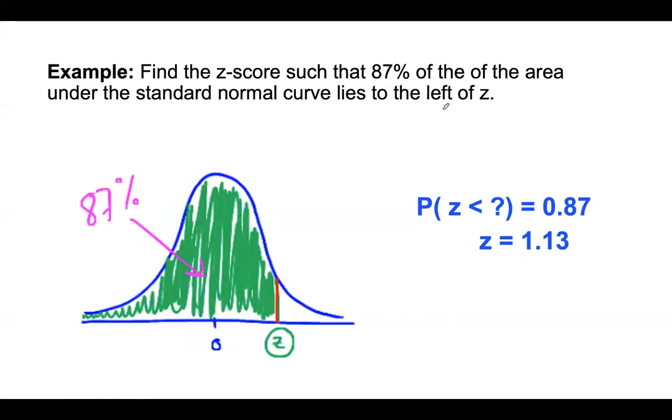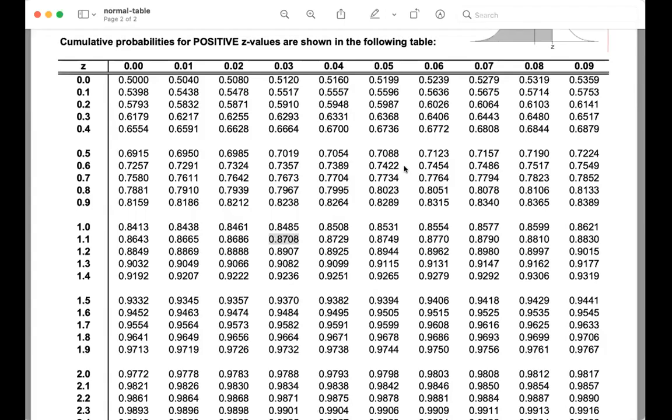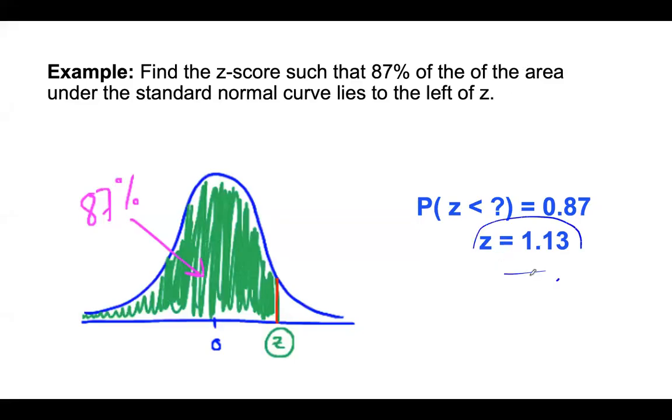It's the same idea. Find the Z-score such that 87% of the area under the standard normal curve lies to the left of Z. So we have to find that value on the Z table of 0.87. So we look it up, we see this goes further and further and these numbers get larger. This one gets smaller. This is the one that's closest to 0.87. So this would be 1.13. And this is our final answer, 1.13.